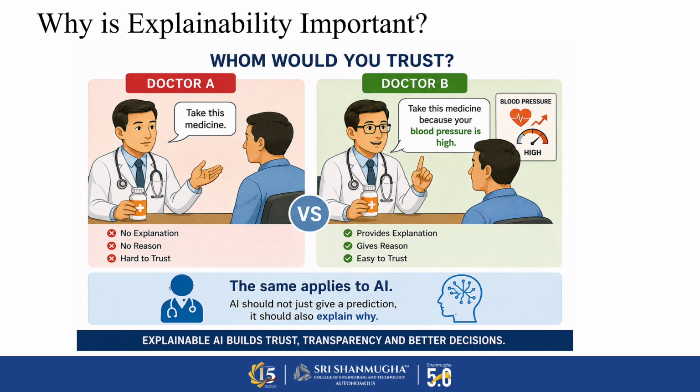So why is explainable AI very important? Let us consider an example. You are going to doctor A, and the doctor, for some reason, says take this medicine, without any explanation, no reason. It is very hard to trust, right? Whereas doctor B says that because your blood pressure is very high, you need to take this type of medicine. This reason is valid for you and it is trustworthy. So you may better trust doctor B.